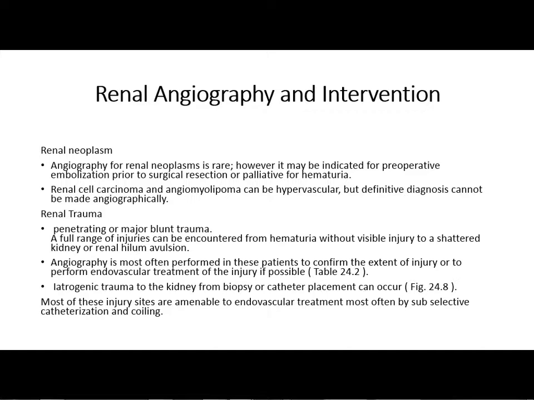Renal trauma. With penetrating or major blunt trauma, a full range of injury can be encountered, from hematuria without visible injury to shattered kidney or renal hilum avulsion. Angiography is most often performed in these patients to confirm the extent of injury or to perform endovascular treatment of injury if possible. Iatrogenic trauma to the kidney from biopsy or catheter placement can occur. Most of these injury sites are amenable to endovascular treatment, most often by subselective catheterization and coiling.